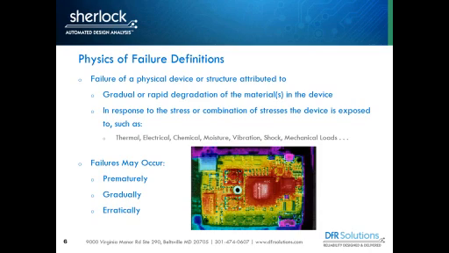But again, the stresses that go into physics of failure could be thermal, electrical, chemical, moisture, vibration, shock, mechanical load, you name it. Really anything that can cause degradation or wear out behavior of the electronics needs to be considered. And again, premature failures are usually excessive defects, causing the infant mortality region. Gradual failures would be more wear out related. And then erratic could also be defects that are not sufficient to cause infant mortalities, but now are at the floor of your bathtub curve.